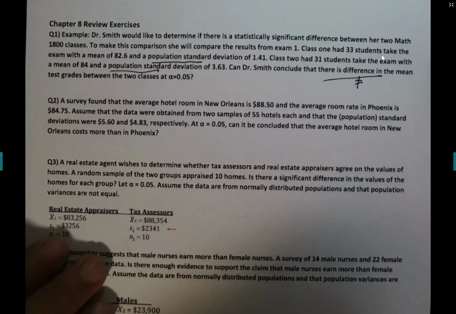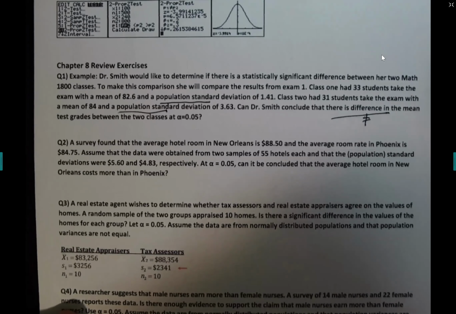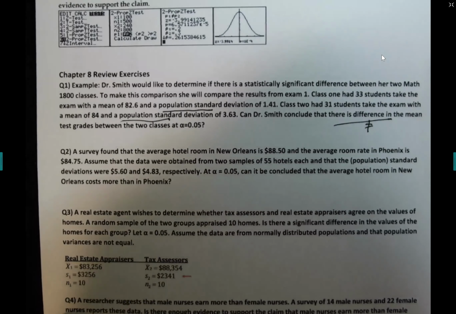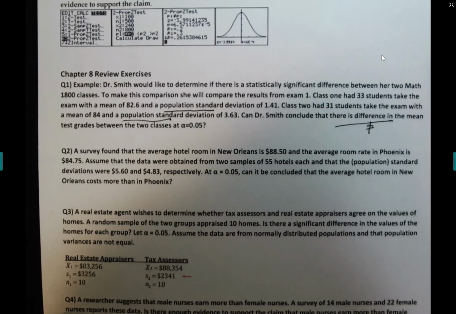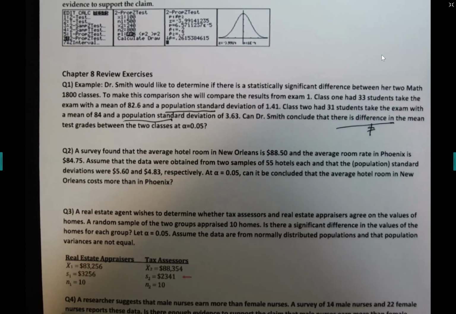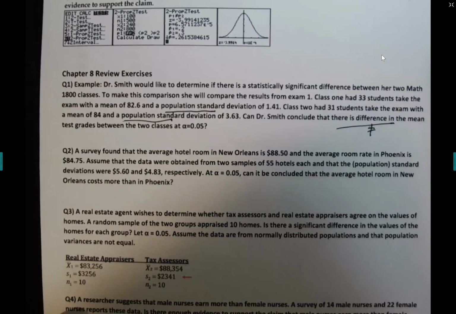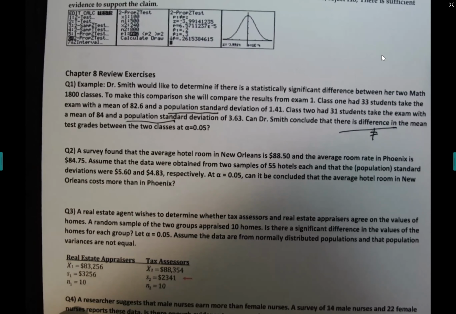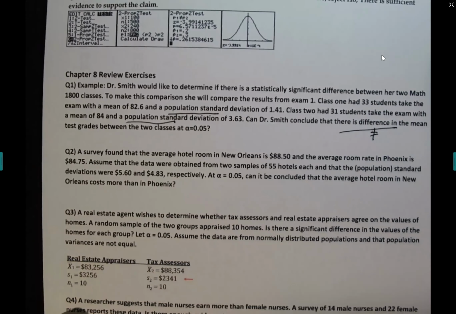Let's pick another one. A survey found that the average hotel room in New Orleans is $88.55, and the average hotel room in Phoenix is $84.75. Assume that the data were obtained from two samples of 55 hotels each, and that the population standard deviations were 560 and 483, respectively. At alpha equal 5%, can it be concluded that the average hotel room in New Orleans costs more than that of Phoenix?